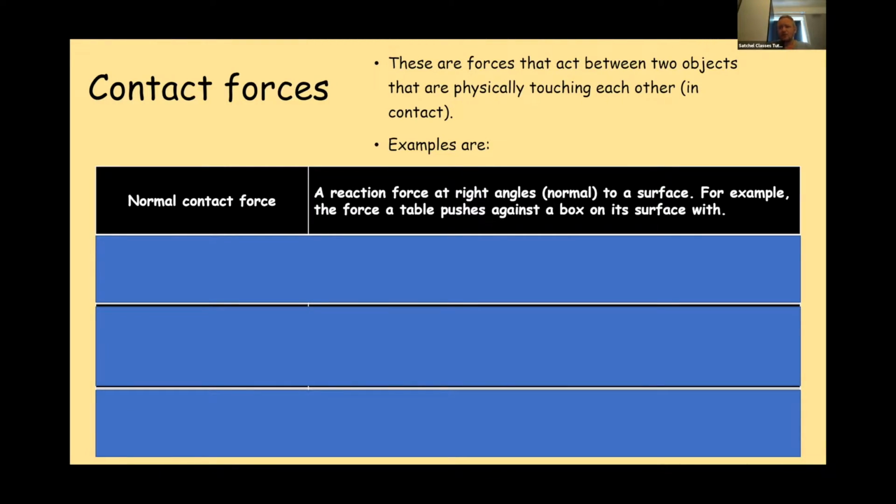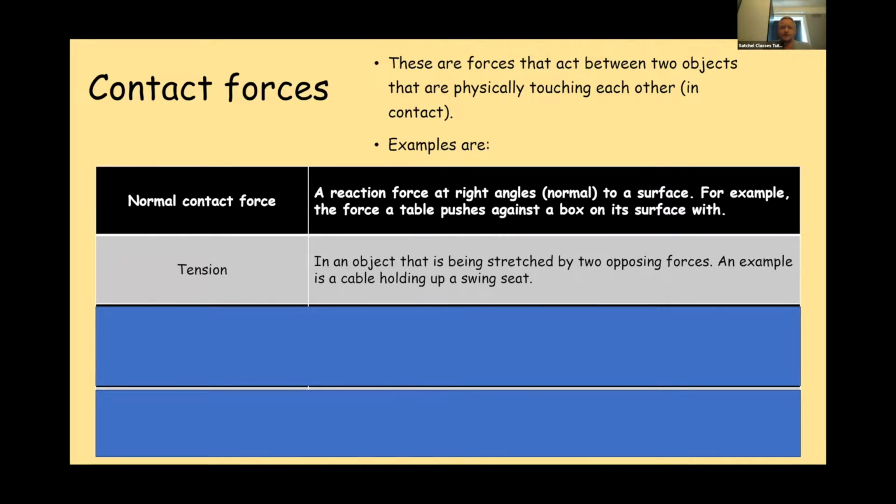Now, this is one that most people don't get, but actually a normal contact force is a reaction force at right angles, or at a normal, to a surface. For example, the force on a table pushing back against a box that's pushing down on its surface. The contact force is, if you're sat in a seat, what's preventing you from falling through the seat. Your weight is acting downwards on the seat, but the seat is acting up against you to provide a force that prevents you from sinking through it. This is called a normal contact force.